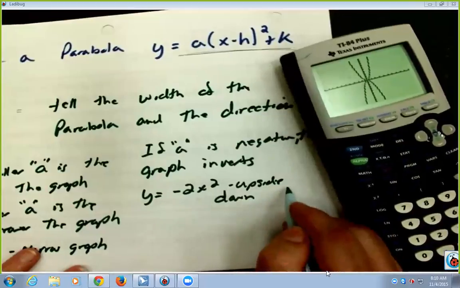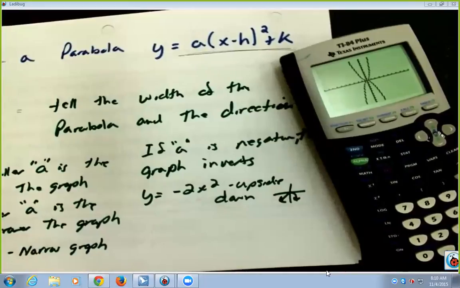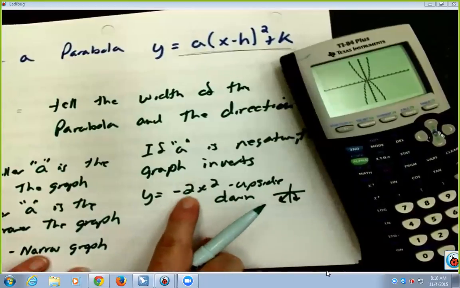So it's going to go, so when you graph it, it's going to go that way. It's going to still be narrow because I looked just at the 2. The 2 is going to tell me it's a narrow graph.